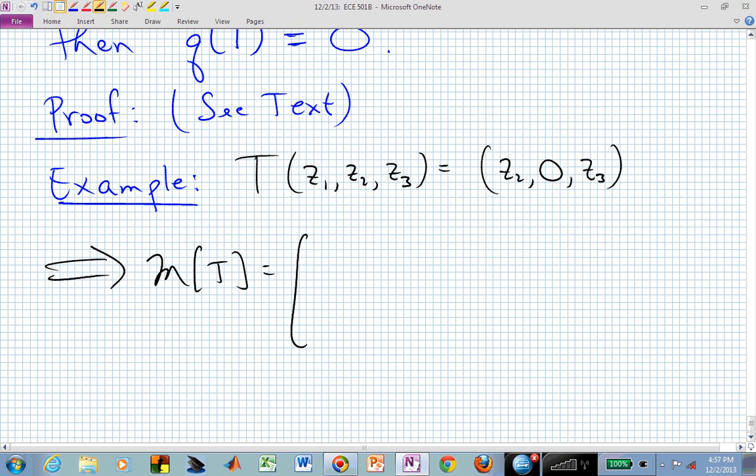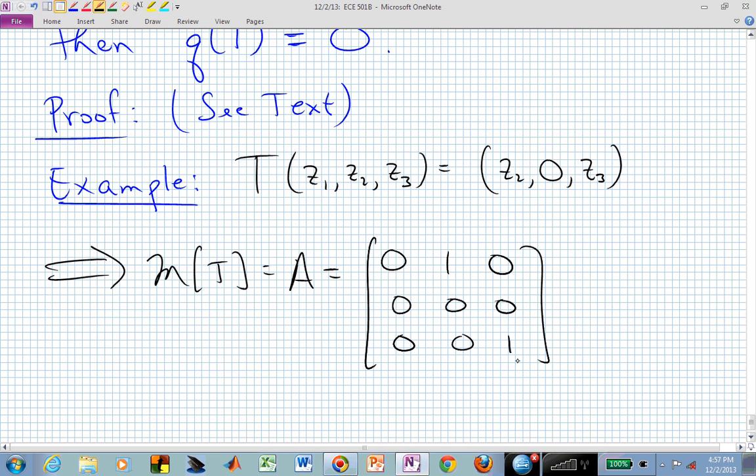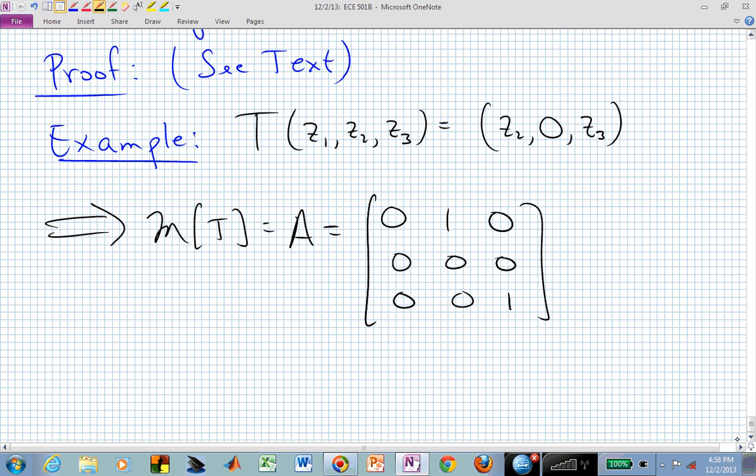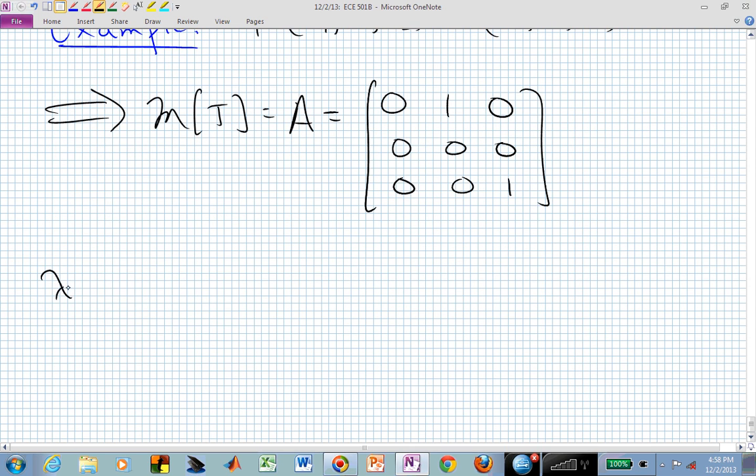Let me label the matrix representation of that linear operator capital A. I think we're now very comfortable with writing that down immediately. That's 0, 1, 0, 0, 0, 0, 0, 0, 1. The eigenvalues of A, by inspection, are on the diagonal since A is upper triangular. They're 0, 0, 1. What's my characteristic polynomial?